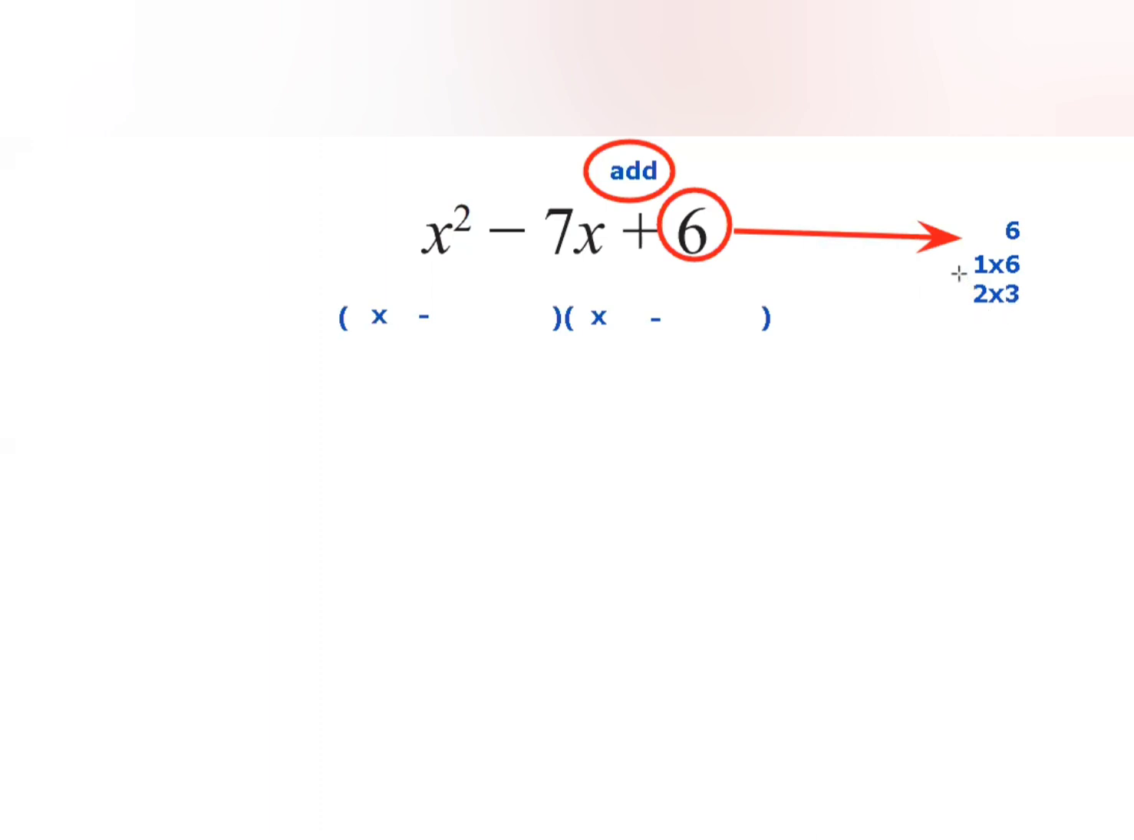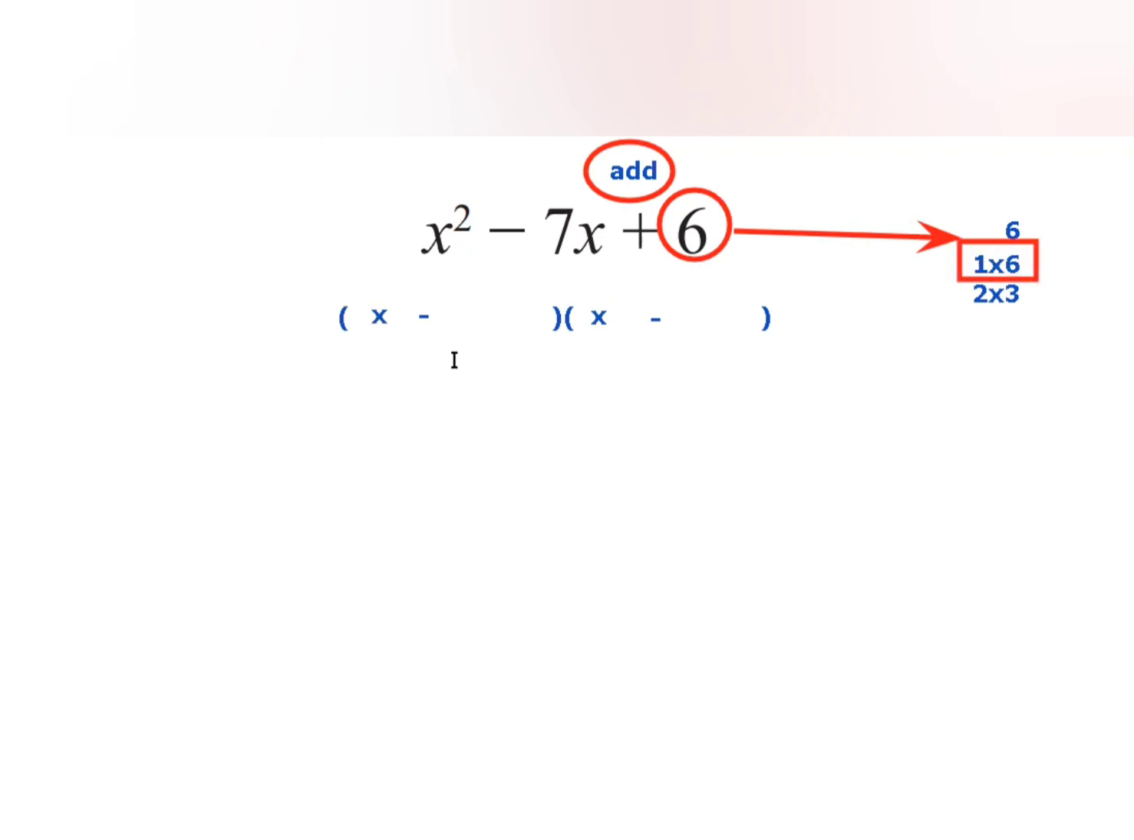And they must be together like this. 2 and 3, 1 and 6. Two numbers. When you multiply them, you get 6. Good. Both of them, when you multiply them, you get 6. When you add them, you get 7. Is it 2 and 3 or 1 and 6? Very good. It's 1 and 6.